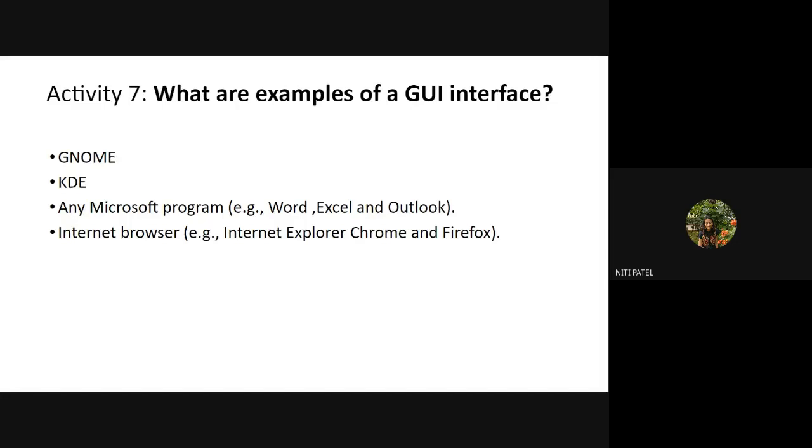So in Linux also, you have different interfaces like GNOME and KDE. So why are they different? It is nothing but placement of the components, placement of the icons and placement of the timings, dates, Wi-Fi connection, network connection, all these will be different. Therefore, we call them different examples of GUI interface.